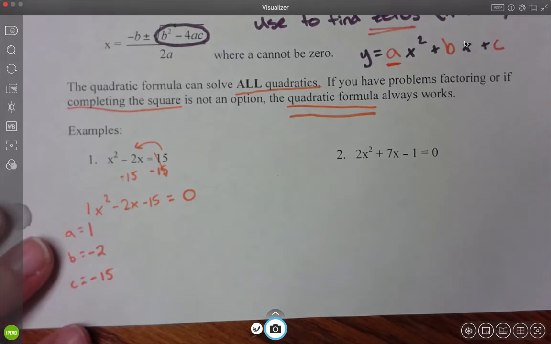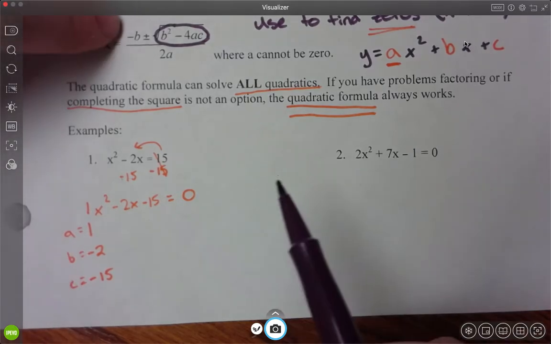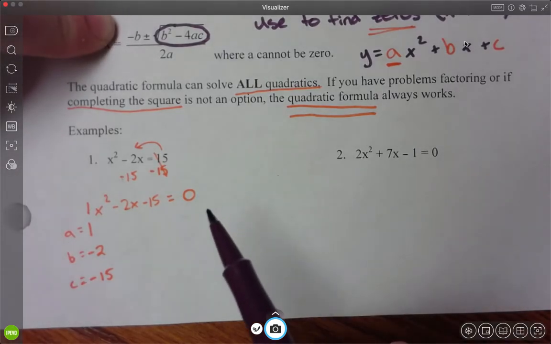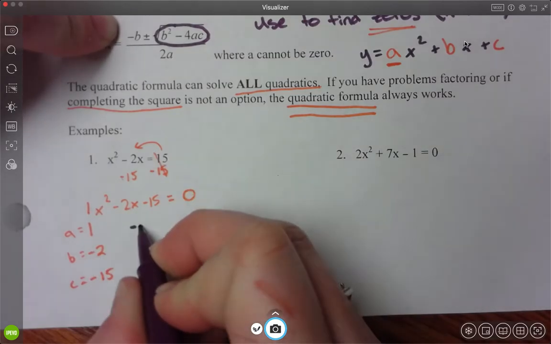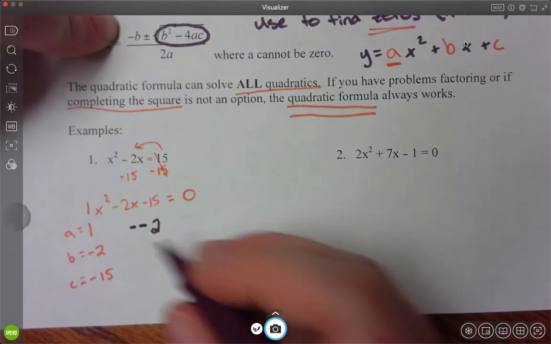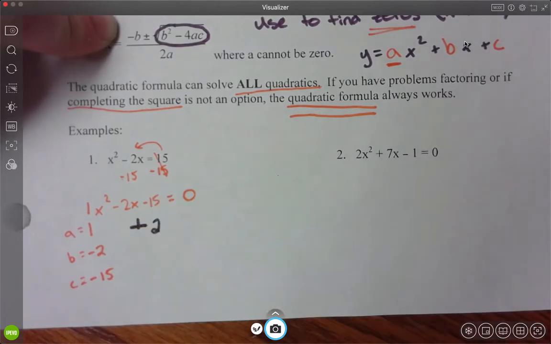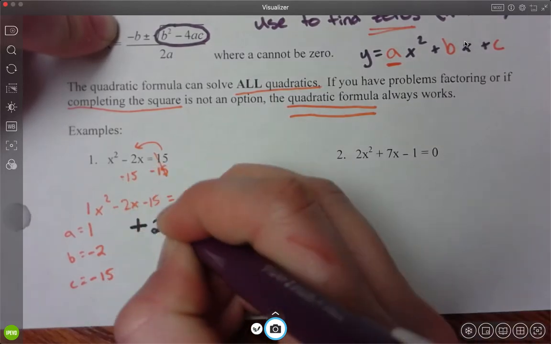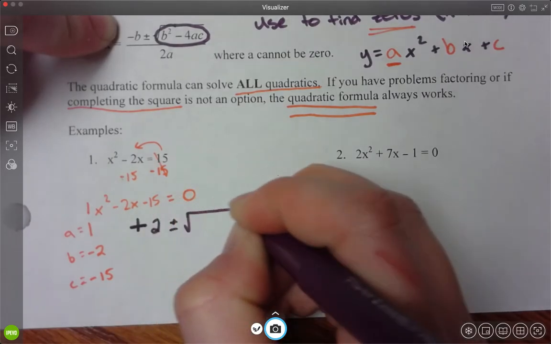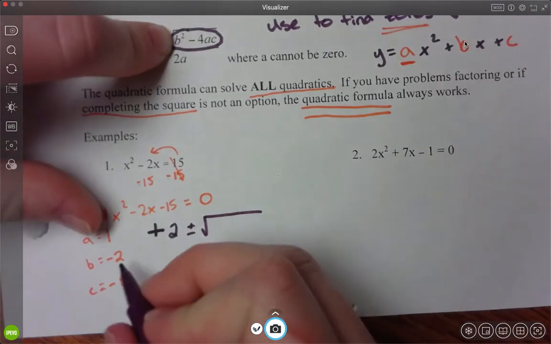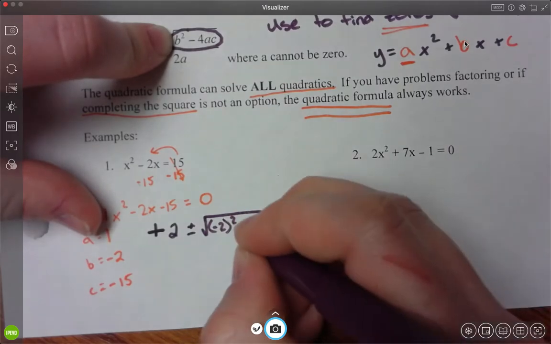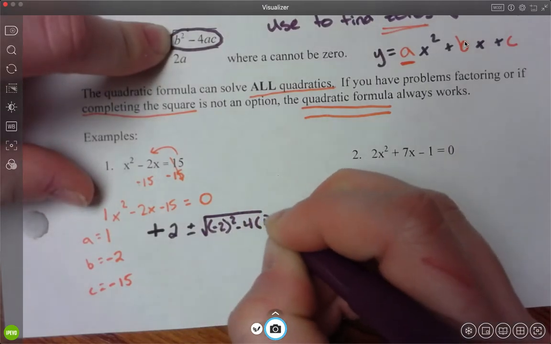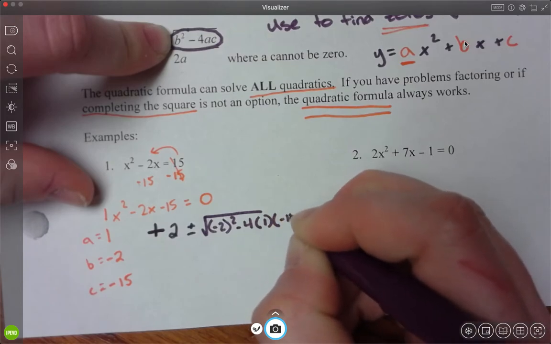And now I'm just going to plug them into the quadratic formula up here. So negative B. If B is already negative, this would be like negative negative 2, which turns into a positive 2. So I have positive 2 plus and minus the square root. B squared is going to be negative 2 squared, so I'll write that in there. Minus 4 times A, which is 1, and C is negative 15.